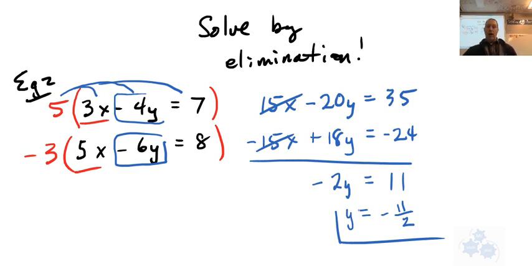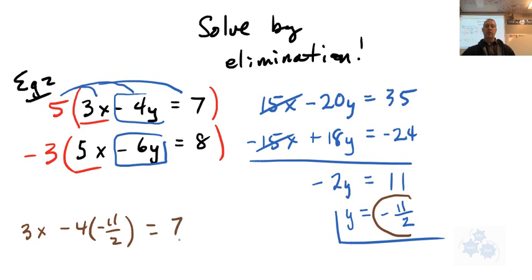Okay. So I have a y here, and let's just pick one. I'll pick the first one. So let's do this in, let's see, brown. 3x minus 4 times the y value here, which is negative 11 over 2, equals 7. Okay, does everybody see what I'm doing here? Finding the x value. Okay, so this is now 3x. This is going to be plus, because of the negative times a negative. Remember the little shortcut here. 4 divided by 2 is 2 times 11 is 22.